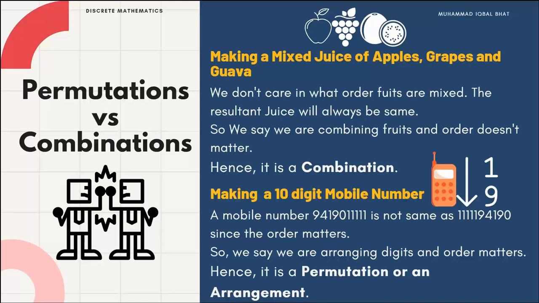And combination is when we want to combine different kinds of objects and we are not concerned with their order. So that is the main difference between a permutation and a combination. Whenever you are given any problem of such kind, first ask the question whether the order matters or not. If order matters, then it is a permutation problem or an arrangement problem. And if order does not matter, then it is a combination problem.